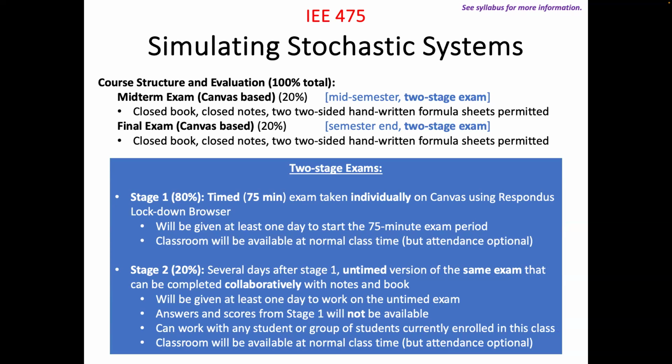But a couple of days later, you come back, and with access to anyone enrolled in the class, you can, as a group, take the exact same exam again, and possibly correct things, change things, and so on. Both of those get scored, the individual and the group. But your total exam score is 80% the individual and 20% the group.